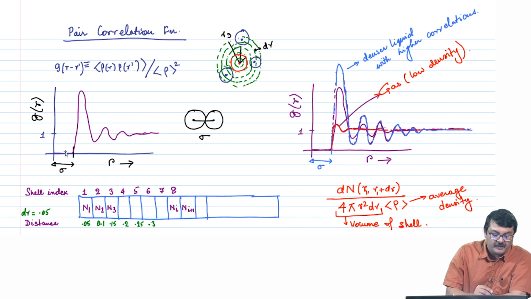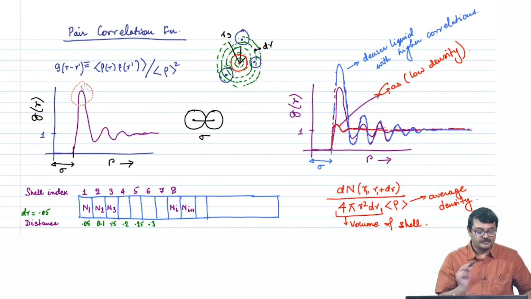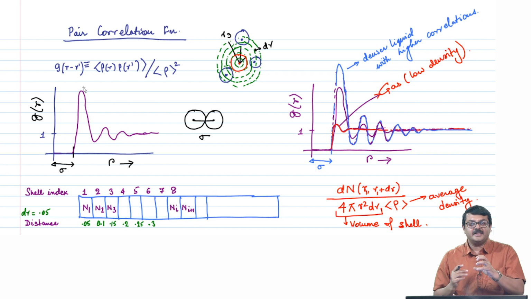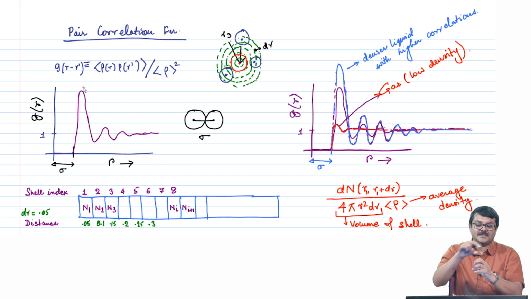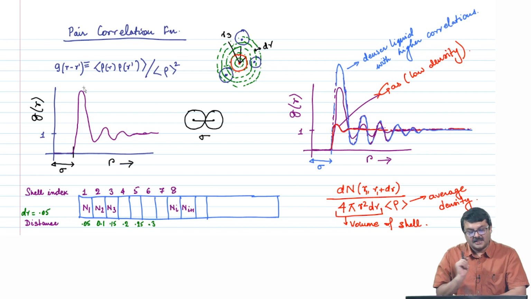And then you find a peak just beyond r greater than sigma. Here you find a peak, right. And the reason you find a peak is that if it is a liquid, then each particle will be surrounded by many other particles. So, if this is your central sphere, your particle of interest, just around it would be around 12 neighbors if it is a dense liquid, less if it is a less dense liquid, but you would find a large number of neighbors just sitting around it, right.